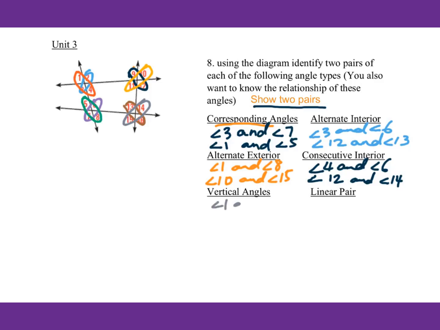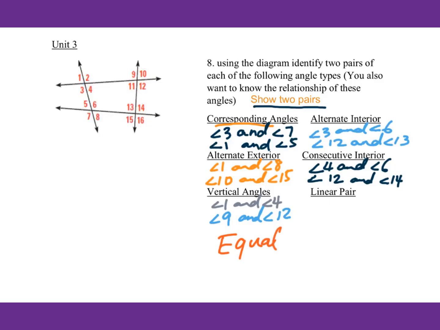So angle 1 and angle 4, and angle 9 and angle 12, they are equal to each other.